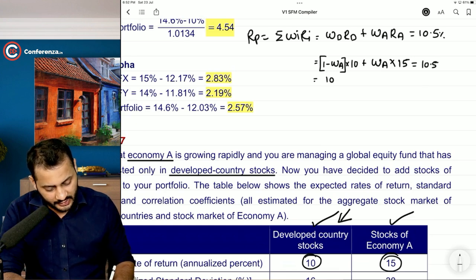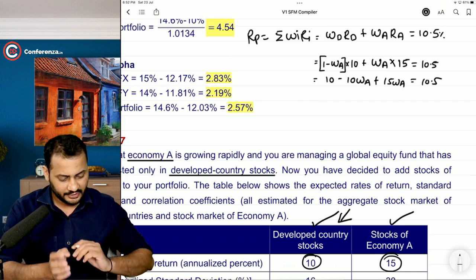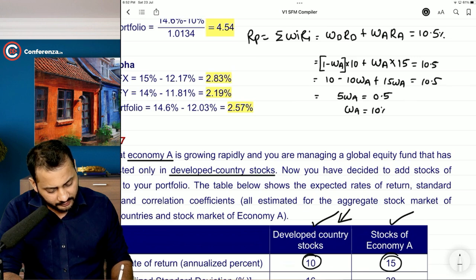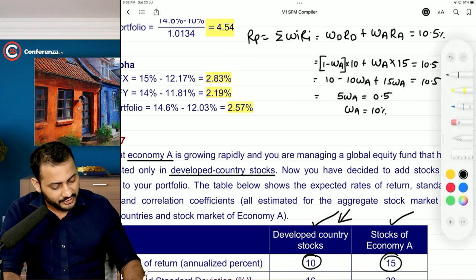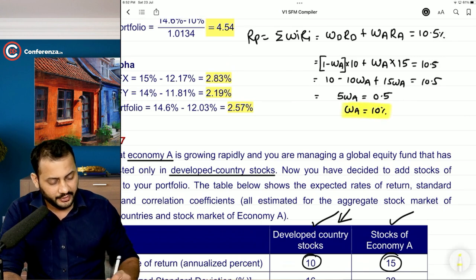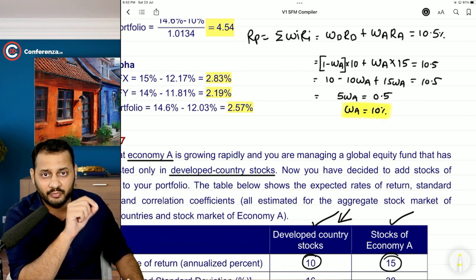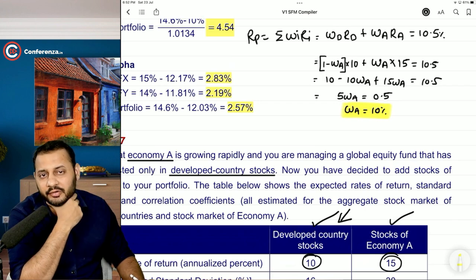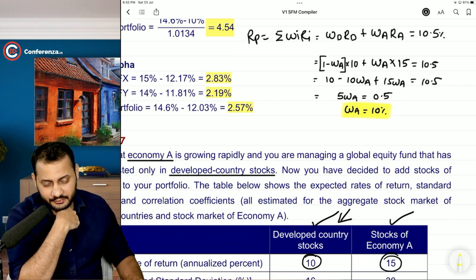Let's solve it now. 10 minus 10 weight of A plus 15 weight of A is equal to 10.5. This 10 will go on that side. It will be 5 weight of A is equal to 0.5 and weight of A is equal to 10%. So only 10% of your portfolio should be allocated to the stocks of economy A, and automatically your return will become 10.5%, the portfolio return.